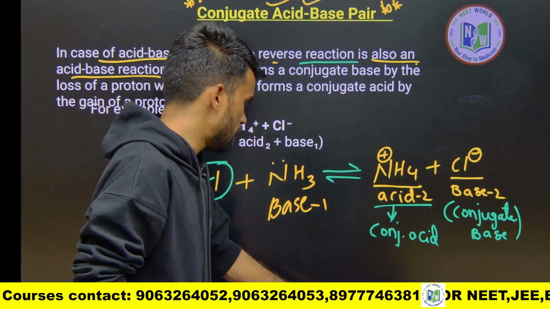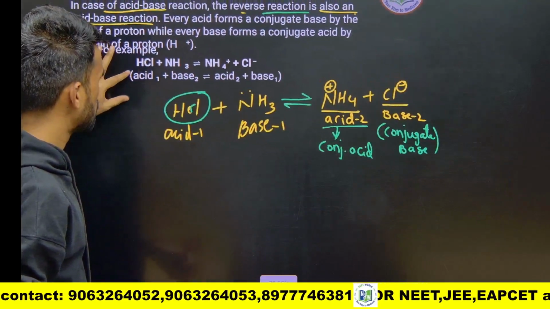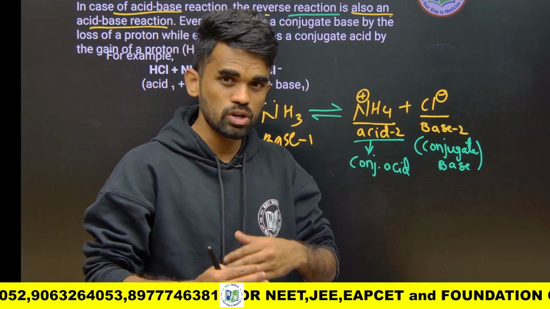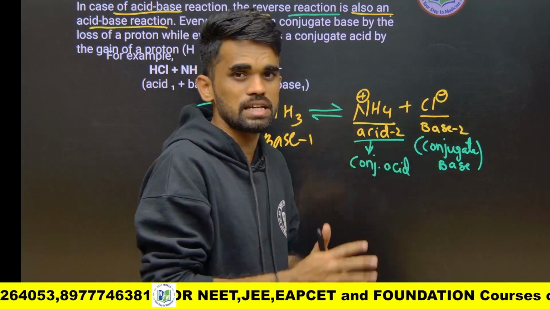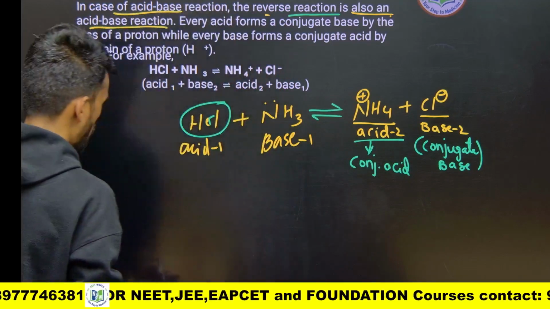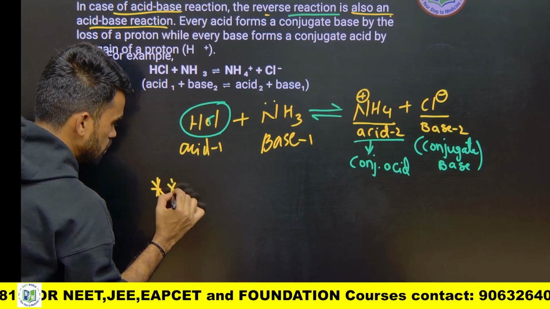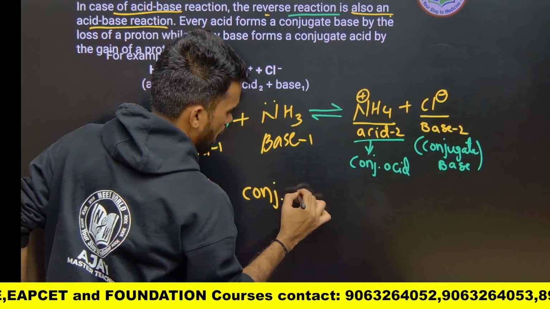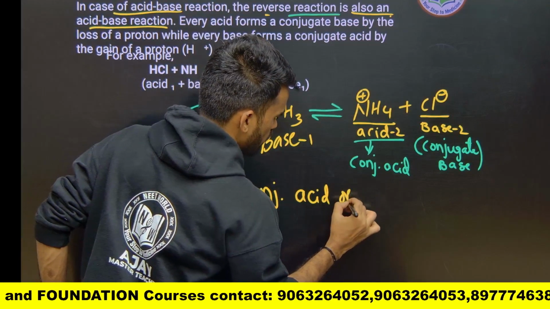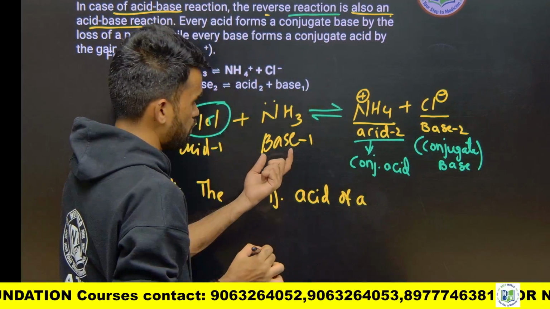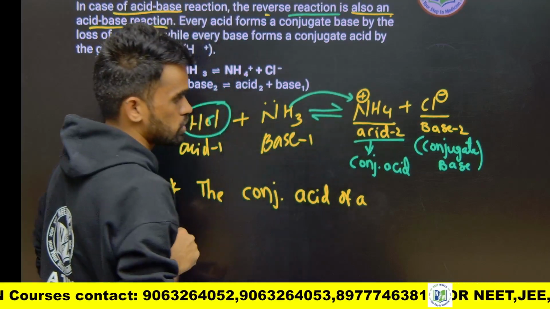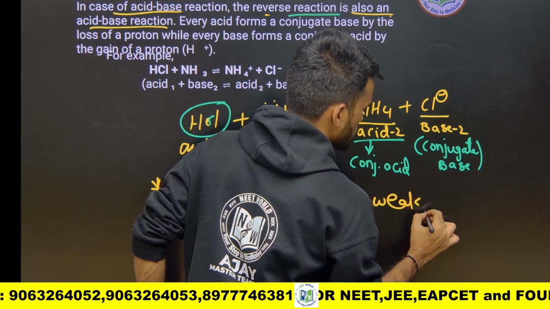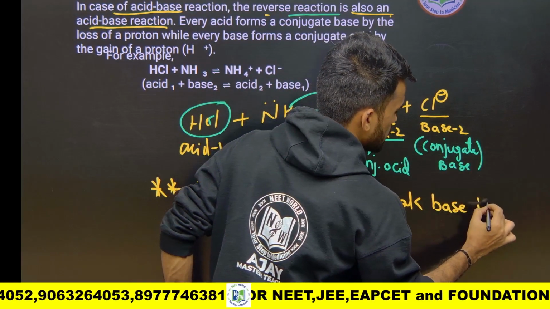Next, I will be giving you a little more extra information which you are going to study in higher standards, but I am explaining it here itself. Now always remember, see, this is a base, and for a base we get a conjugate acid. The conjugate acid of a weak base is strong.